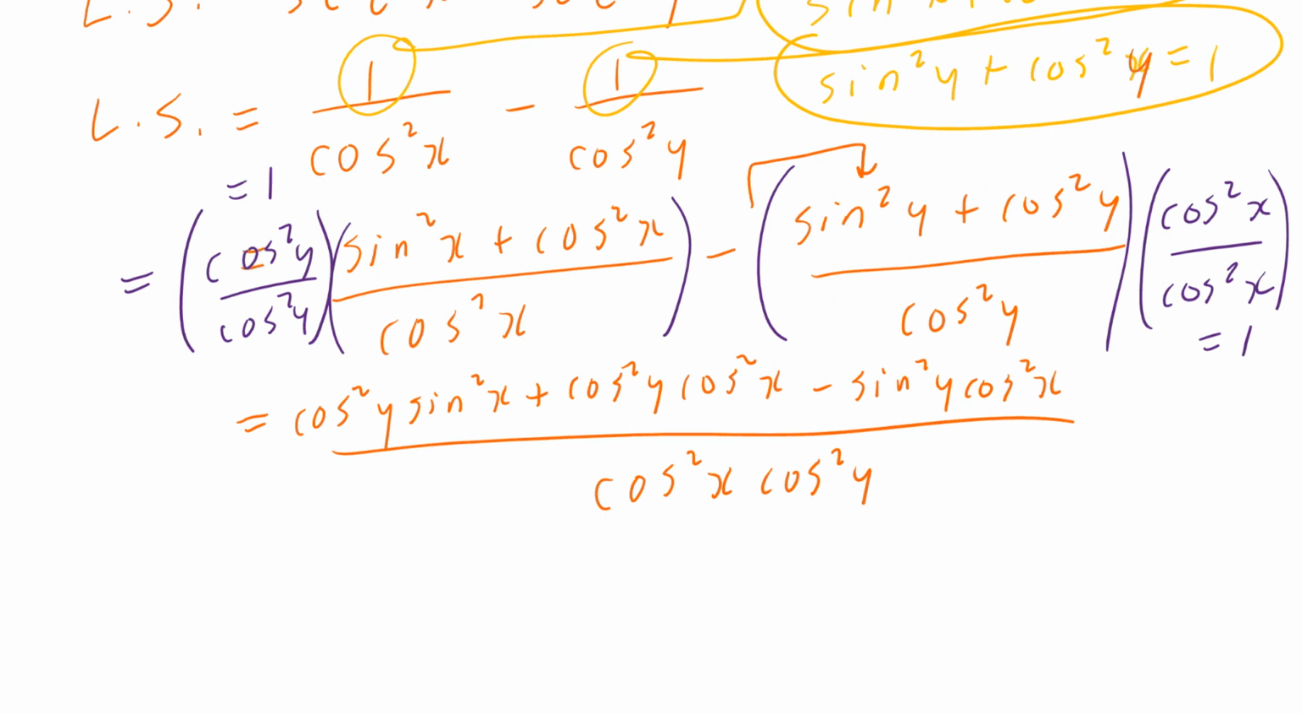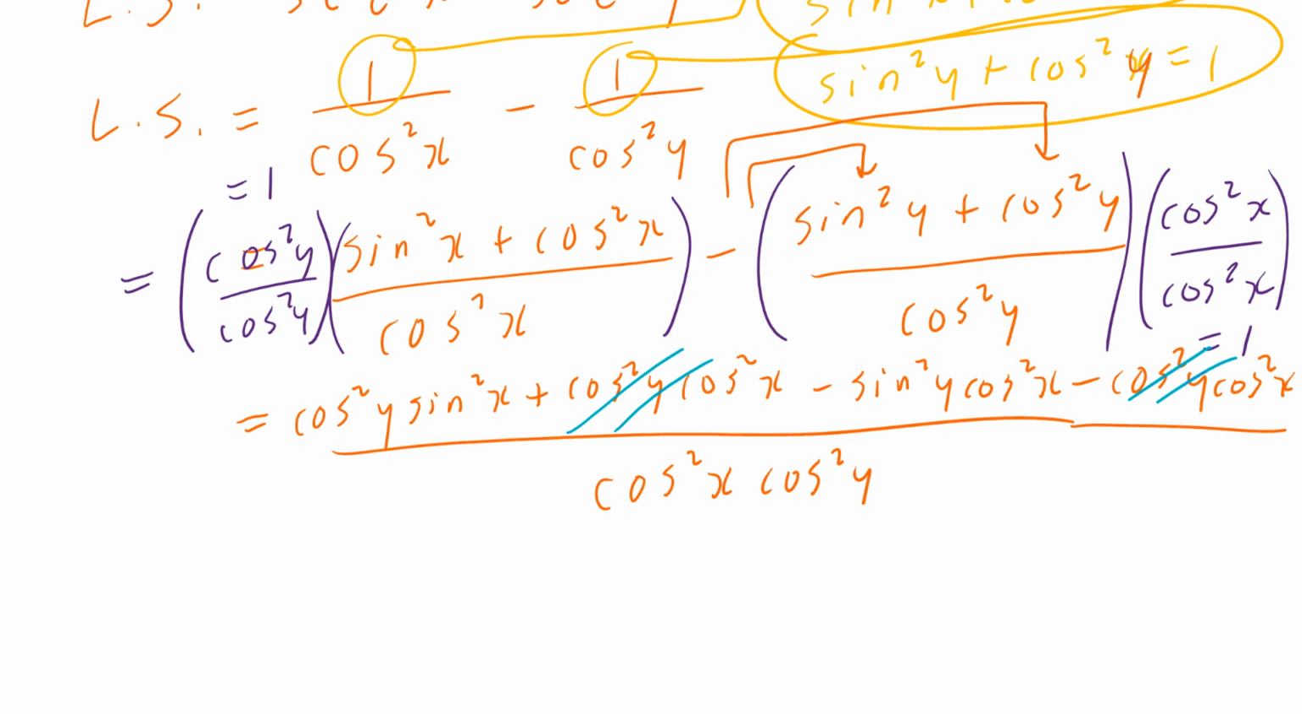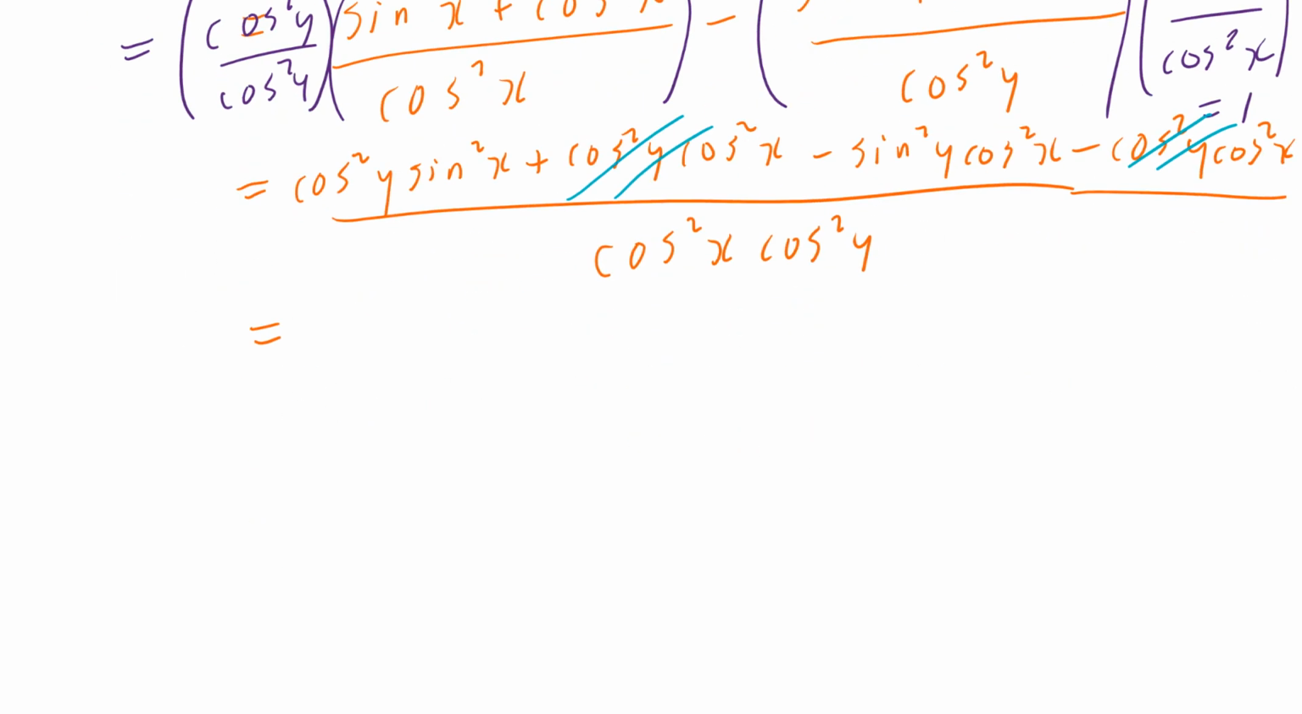Now don't forget the negative sign. When you expand this, this is going to be minus this time because you have negative times positive. So this is going to be cosine square y times cosine square x. Again, if you look carefully, you can cross out the plus and minus cos square x, cos square y. Now if you collect like terms, look what happens. This equals cosine square y times sine square x minus sine square y times cos square x.